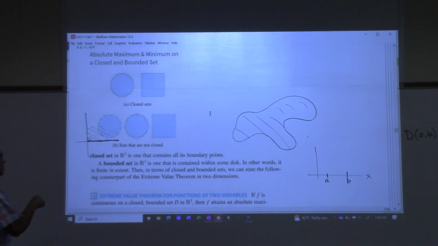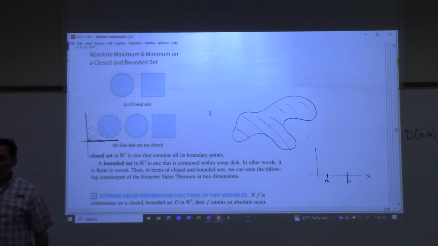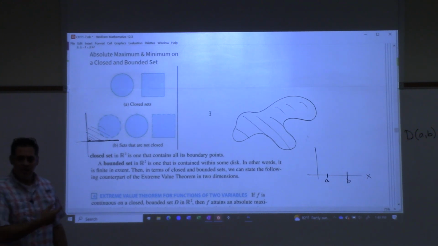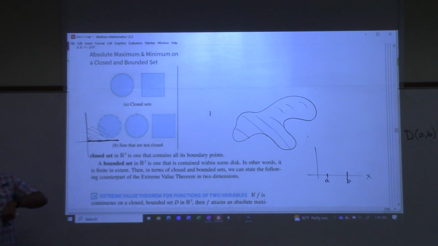So this next theorem that we're about to get requires that we are restricting our function to a closed bounded set. If you don't have those conditions, this theorem falls apart, and you get into what are called boundary value problems, which are actually really, really strange.